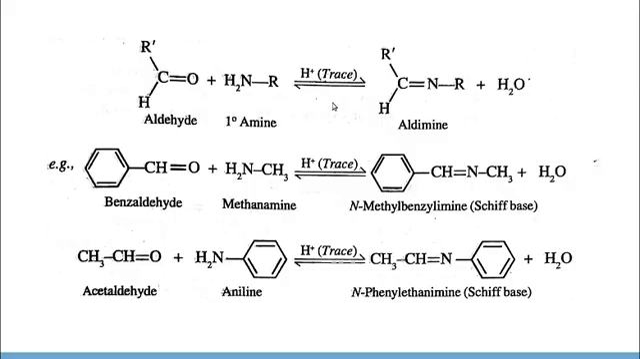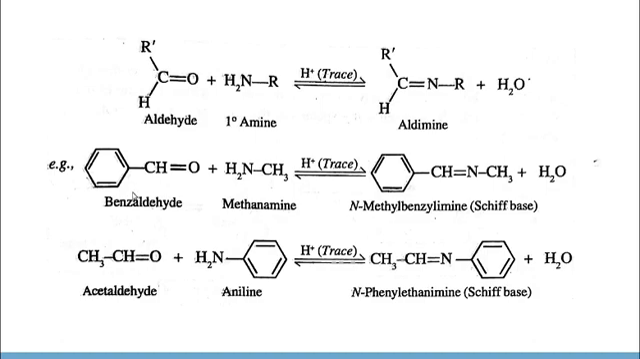Here we have some examples for condensation of aldehydes with primary amine. RCHO on condensation with primary amine, in the presence of a trace amount of acid, we will get an aldimine. That means elimination of water molecule occurs and we will get a Schiff base. That is, here we will get an aldimine. That means the starting material is aldehyde. If we take a ketone, we will get a ketimine.